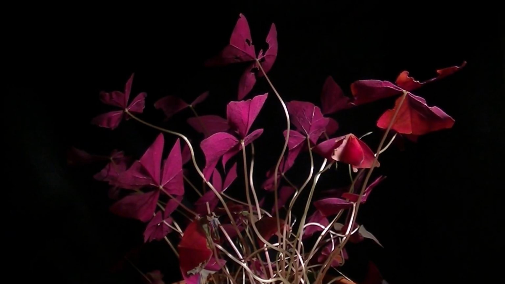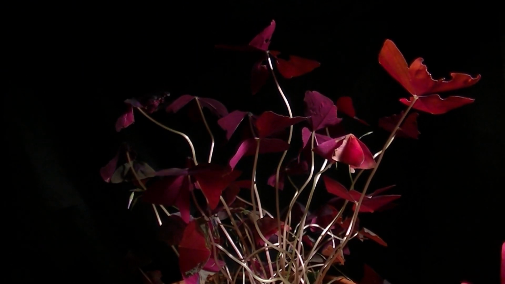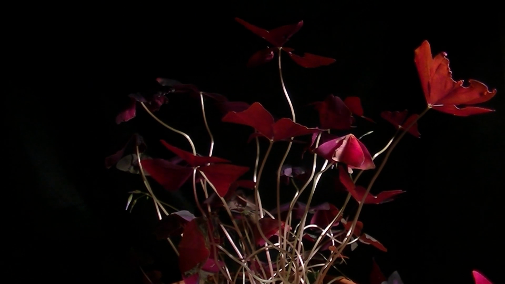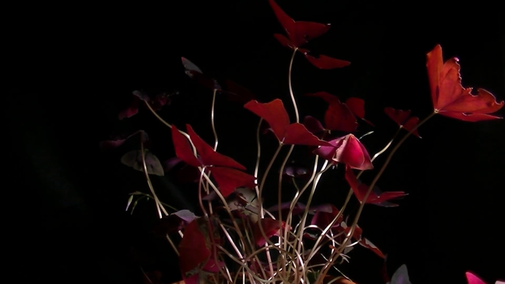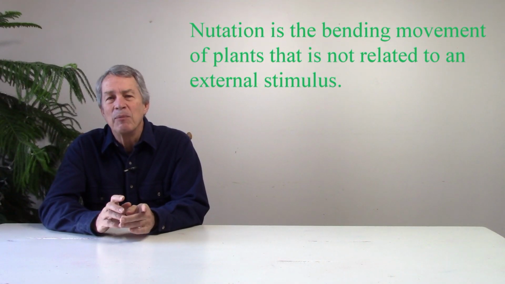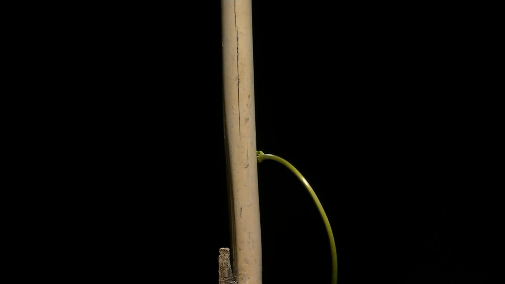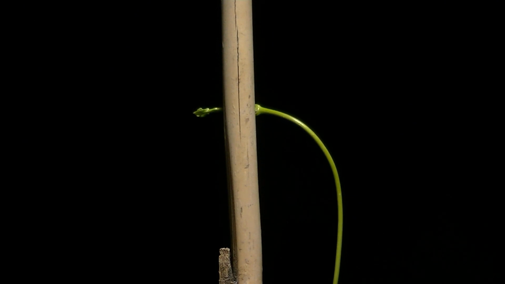This oxalis time-lapse shows the photonastic response of opening and closing with light, but also the phototropic response of moving towards the light. So plants can actually have more than one type of tropism. Nutation is the bending movement of plants that are not related to an external stimulus. Circumnutation can be seen in a vine tendril that spirals in the air until it contacts an object. At that point, thigmotropism may take over.